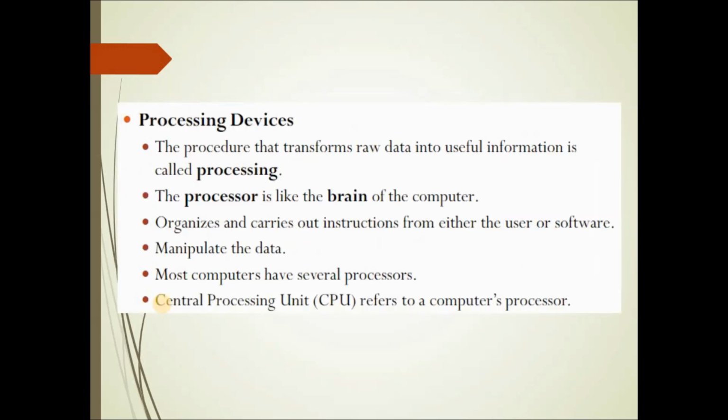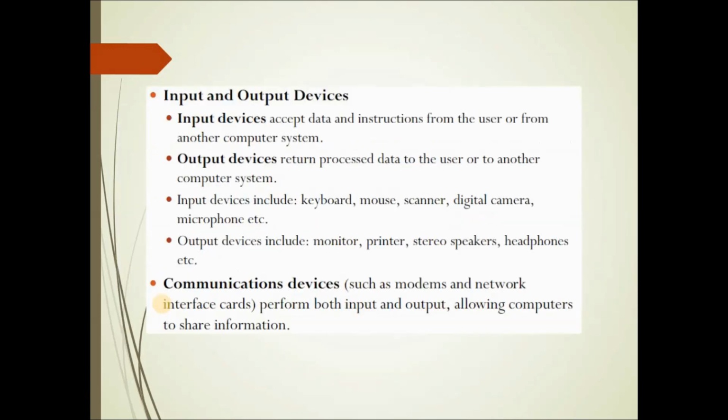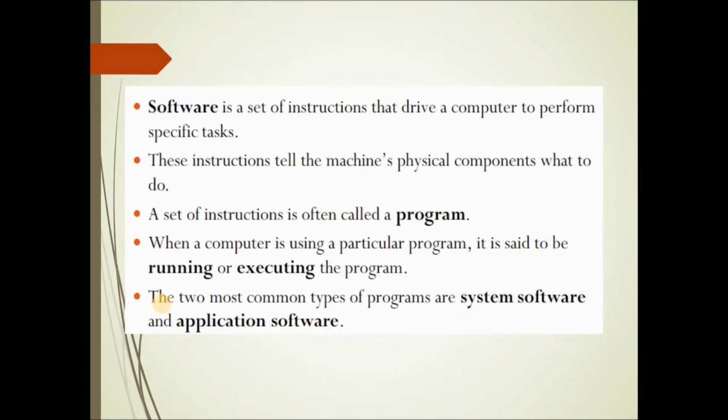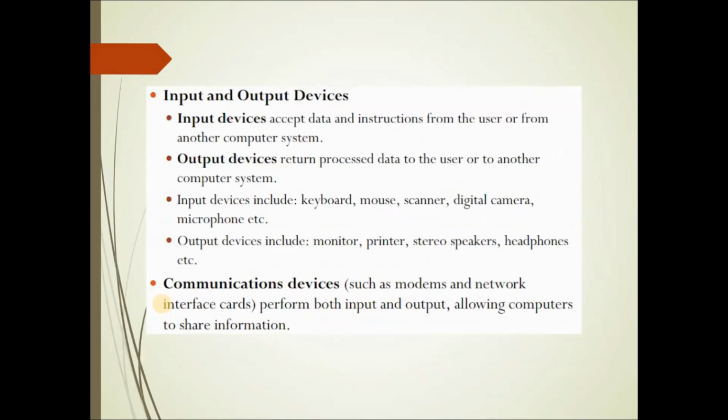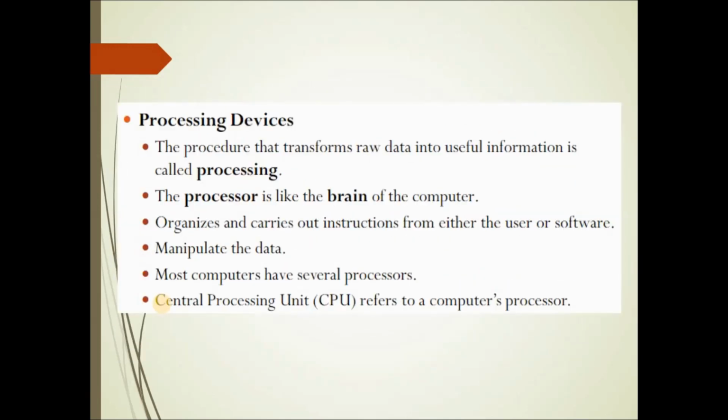Here, processing is the procedure that transforms raw data into useful information. The processor, these are the processing devices. About software we'll discuss later. In the next slide, yes, about software it is there. So it has come, processing device. Processing device means CPU, that is a processor. So this slide actually has to come later. So processor, as you already know, is the brain of the system, you can say.